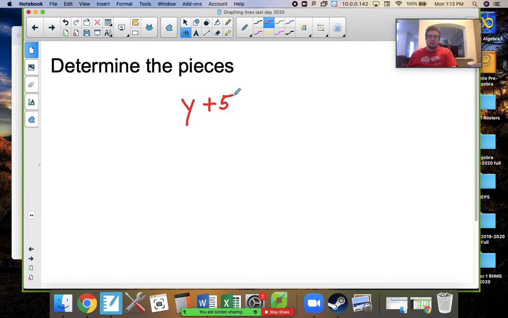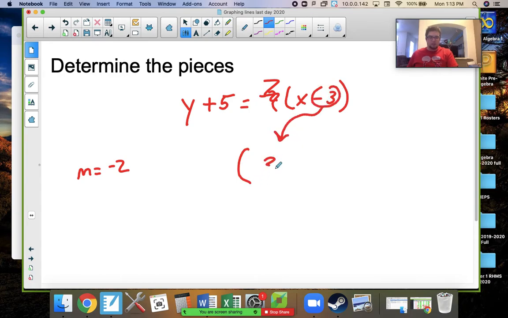Y plus 5 is equal to -2, x minus 3. So our slope, -2 right here. Our point, we take the 3, it goes first. We take the 5, it goes second, and there it is.